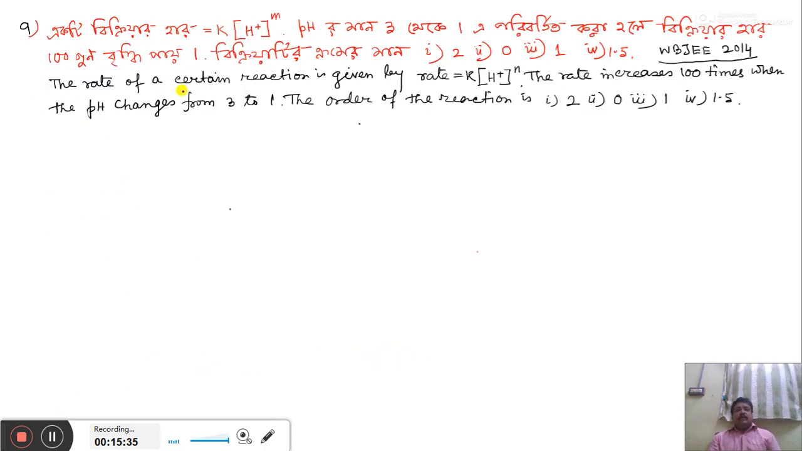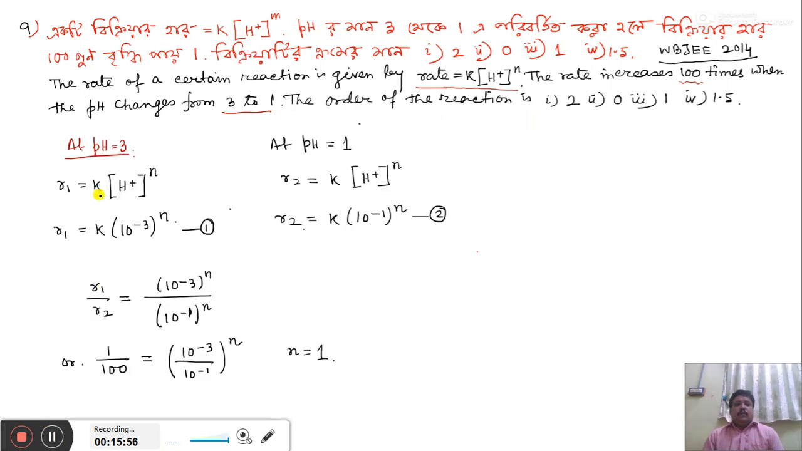My next question is: the rate of a certain reaction is given by rate is equal to K into molar concentration of H plus to the power n. The rate increases 100 times when the pH of the solution changes from 3 to 1. Then what will be the order of the reaction?